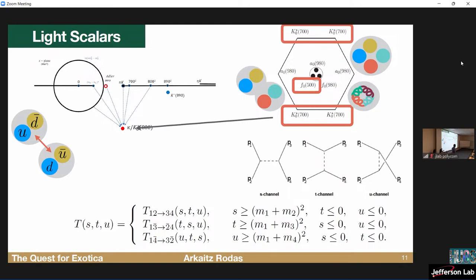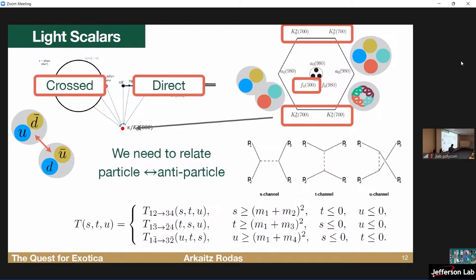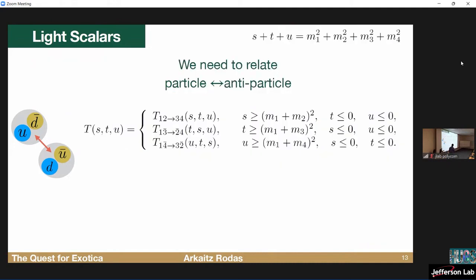So let's take a deeper look. This is what we call the direct channel. The data lives in the direct channel, what we can play with in the physical region. And this is going to be called the cross channel. This is going to be produced by antiparticles. As I said, we have one single amplitude that describes all these processes. I'm not going to prove that. It's not trivial. But we can take a look at what I mean by that.